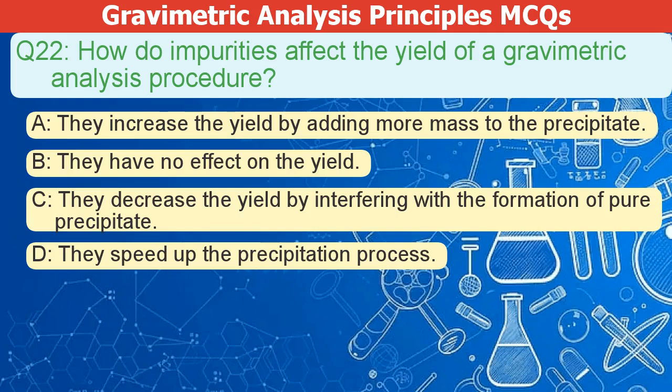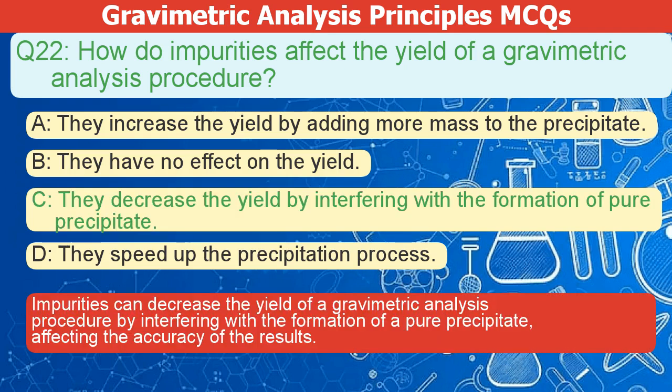How do impurities affect the yield of a gravimetric analysis procedure? A. They increase the yield by adding more mass to the precipitate. B. They have no effect on the yield. C. They decrease the yield by interfering with the formation of pure precipitate. D. They speed up the precipitation process.